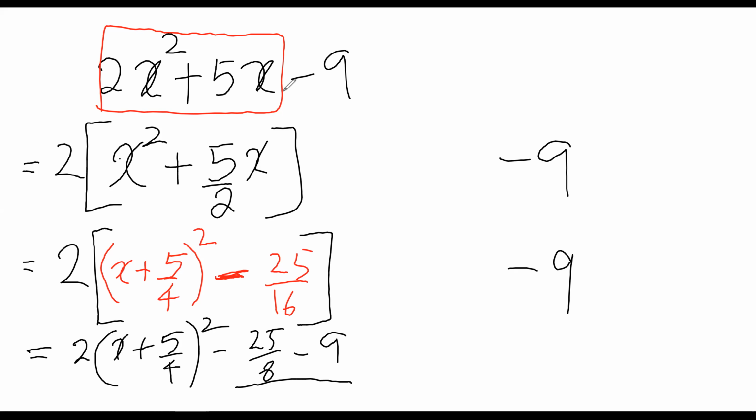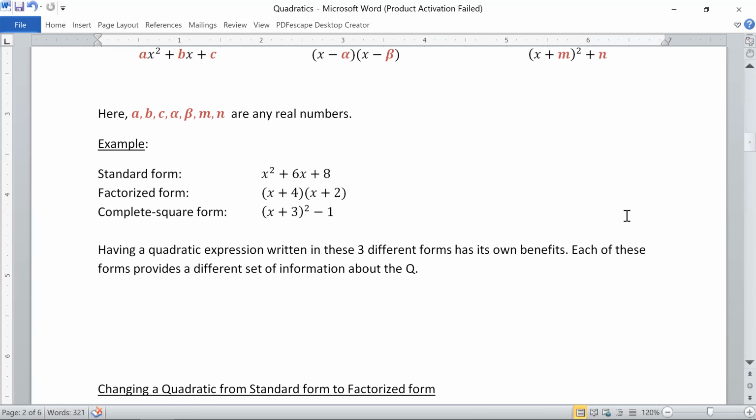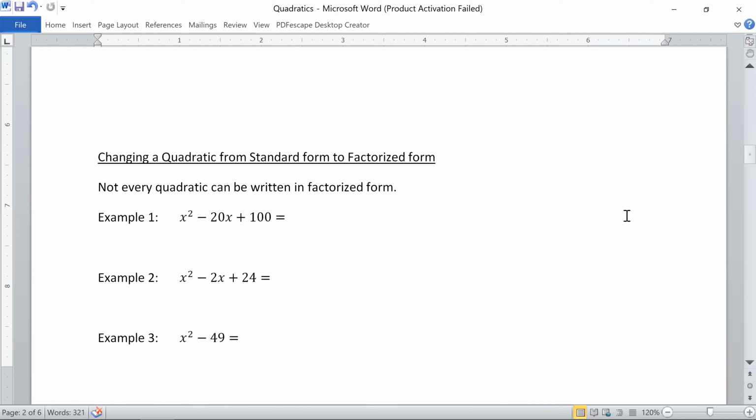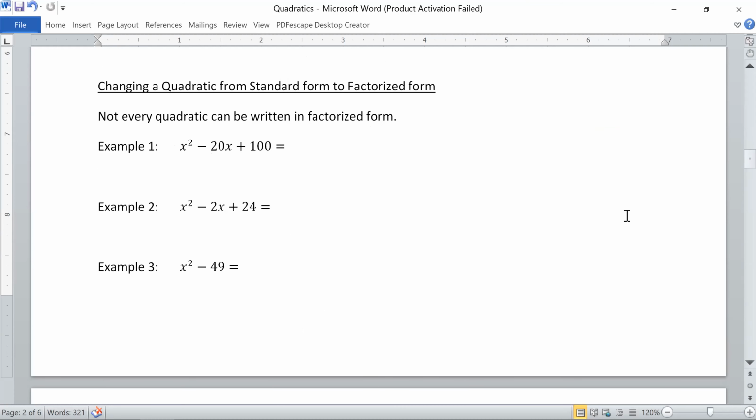Now let's start copying a few examples down, and that'll give you more exposure to it, and you will get more familiar with it when we do that. Let's go to the notes now. I have some examples there. So put a topic: changing a quadratic from, first, standard form to factorized form, then standard form to complete square form. We are doing both. Let's first start with changing a quadratic from standard form to factorized form.